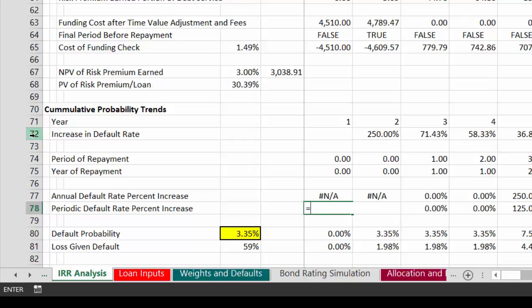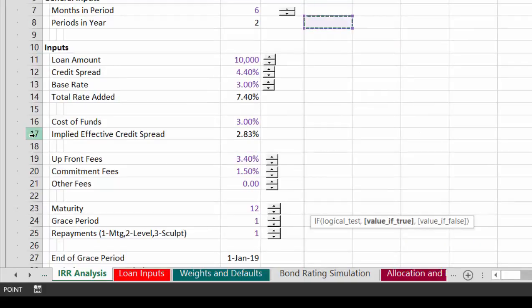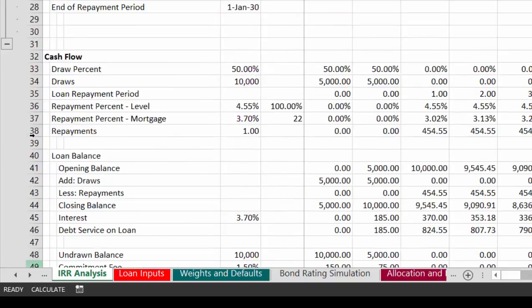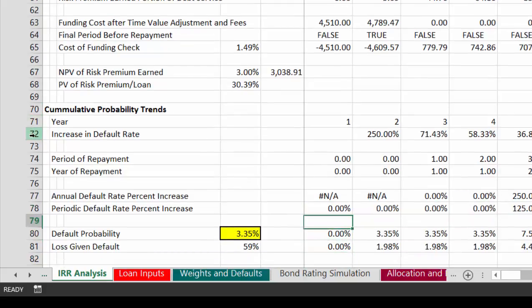So why don't we put if this is greater than 0, then we'll take this one and divide it by the 2. Otherwise, we'll just put in 0. We could have used some if error. I might have used an if error when I did that before. Okay, so that gives us our percentage increase.